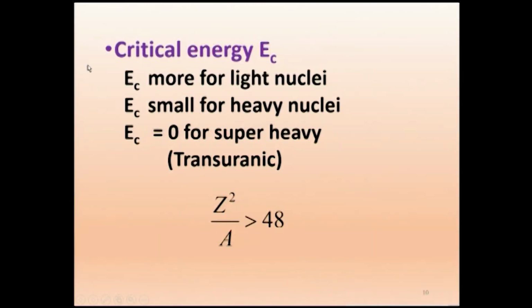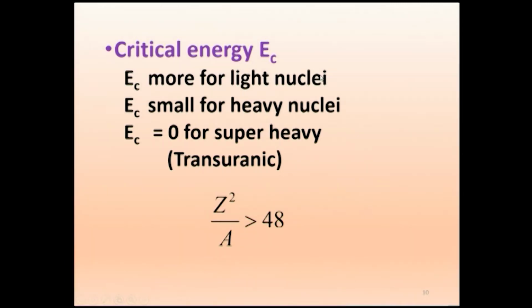Now, what is the energy to be given? That is called critical energy. What is critical energy? We denote it as EC, E suffix C. It is the energy required to initiate fission in a nucleus. EC is more for light nuclei.